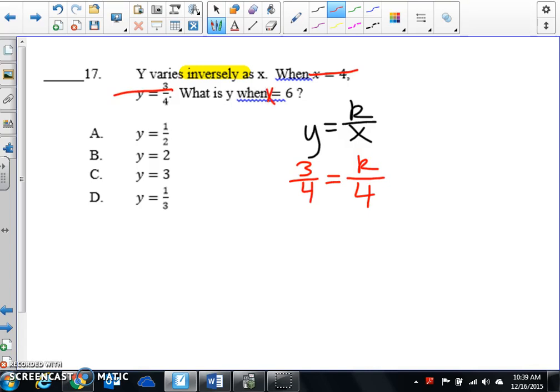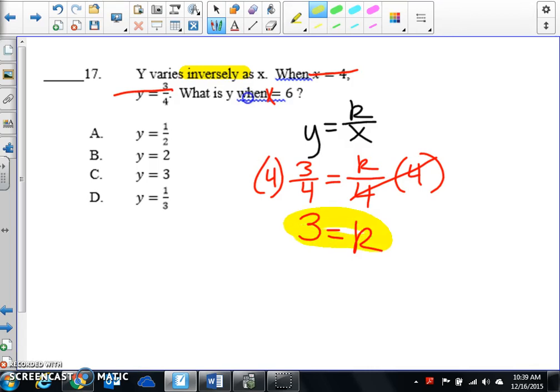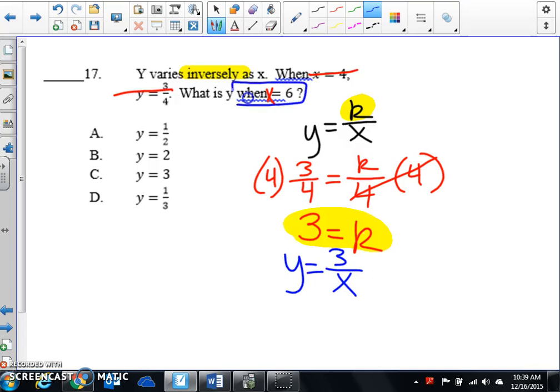All right, so x divided by 4, the opposite of dividing by 4 is multiplying by 4. K equals 4 times 3 is 12. 12 divided by 4 is 3. So now I have my K, and I plug it in there. So my equation is y equals 3 over x. Okay, so now they want to know what y is when x equals 6. So all I do is just plug in 6 right here. So this is now y equals 3 over 6, which reduces down to 1/2.